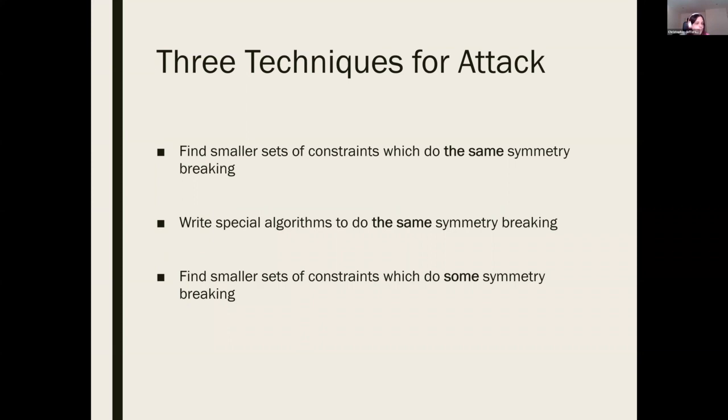There are 3 techniques we can use to attack this. We can try to find a smaller set of constraints that still do all the symmetry breaking. And this happens relatively frequently, particularly if your symmetry group is quite simple. We can write special algorithms that do the same symmetry breaking, but faster. These are less common. There are some cases where they're faster, but they're still exponential time in the worst case. Or while we have this massive bag of constraints, we can just use some of the constraints instead of all of them. That'll get us some symmetry breaking, which is better than nothing.